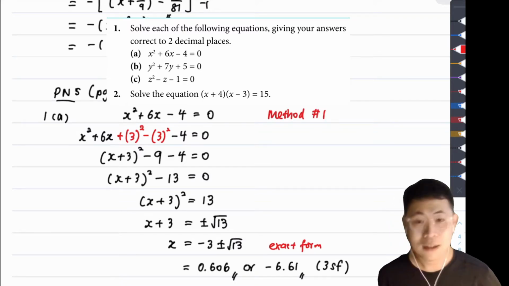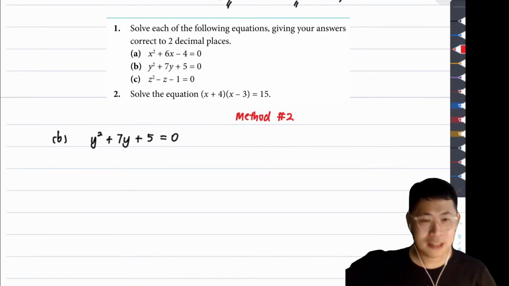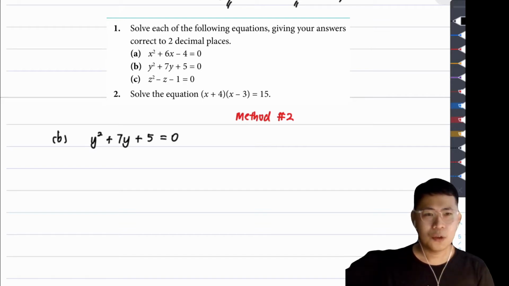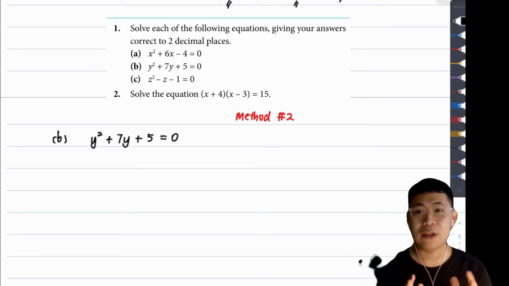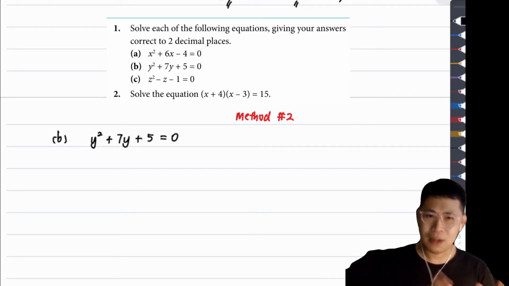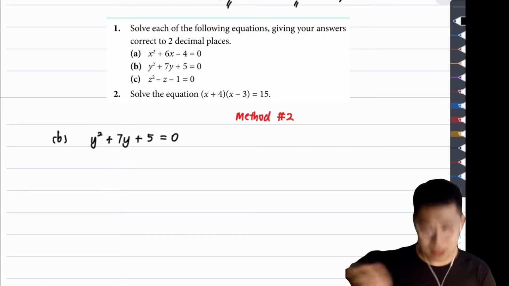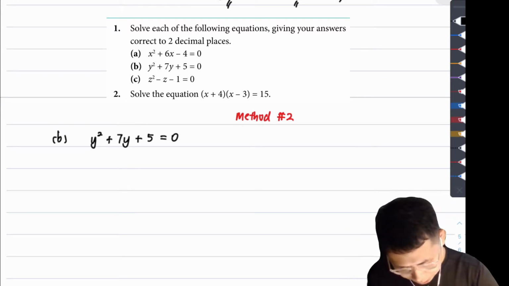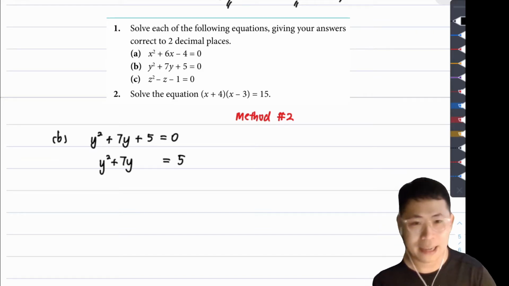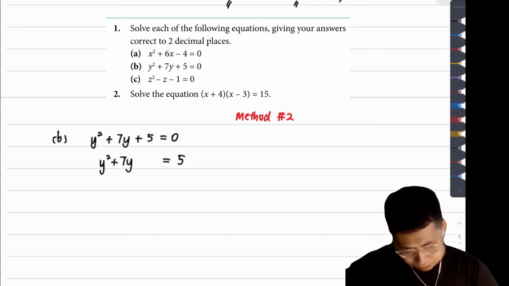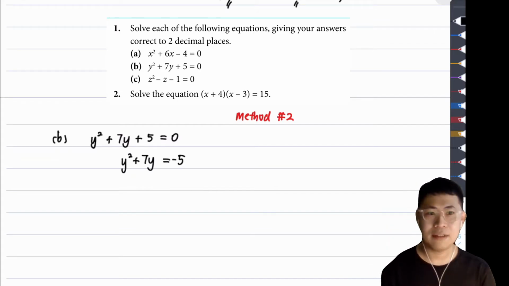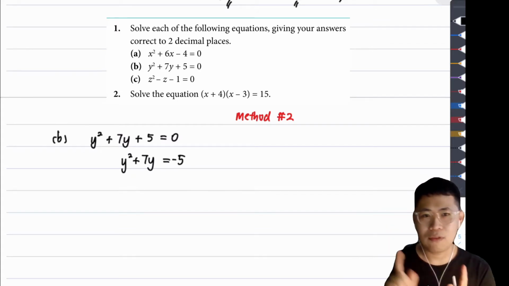Now I'm going to show you method 2. Same completing the square, but we'll do it slightly differently. Because we're dealing with equations, we can do this. Here I'm going to move the 5 to the right because I just want to complete the square for those two terms. So I have my y squared plus 7y. I keep a gap here, so I'll tell you why later. Move the 5 over, negative 5. Then I want to complete the square for the left side.